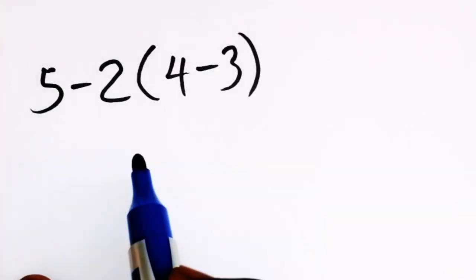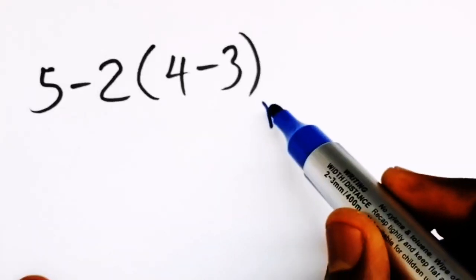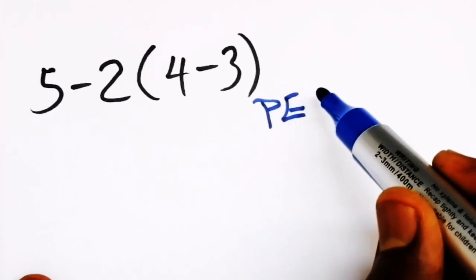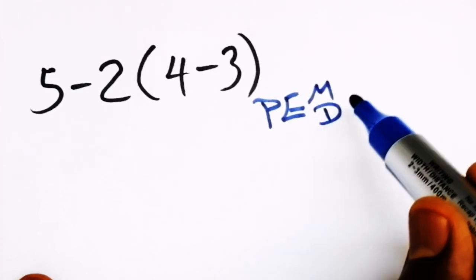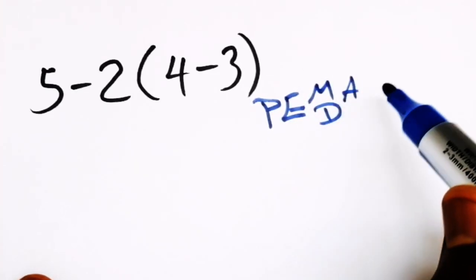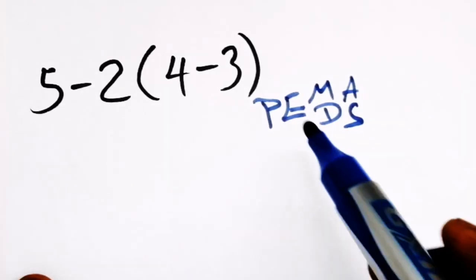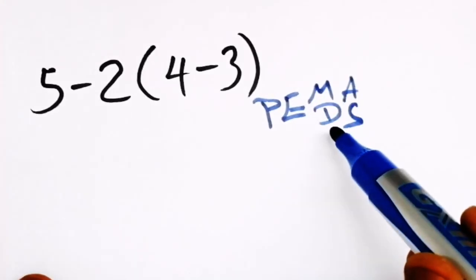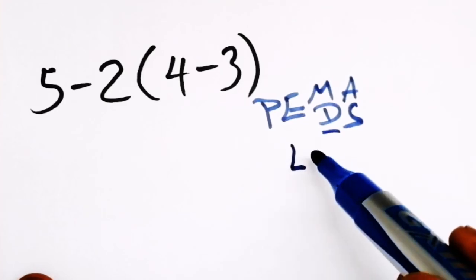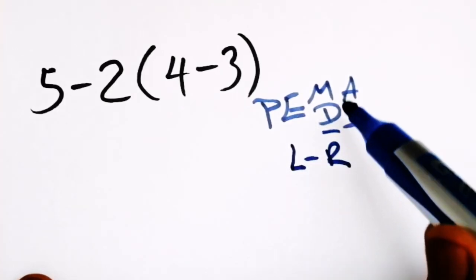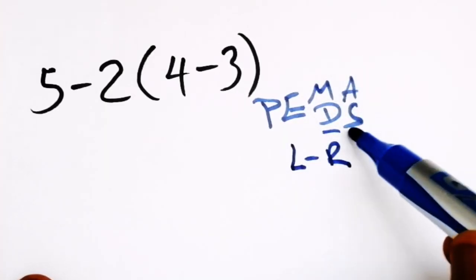Because according to the order of operations, PEMDAS, first we have to do parentheses, then exponents, then multiplication or division, and finally addition or subtraction. Remember that multiplication and division have equal priority, so we have to work from left to right. The same applies to addition and subtraction.